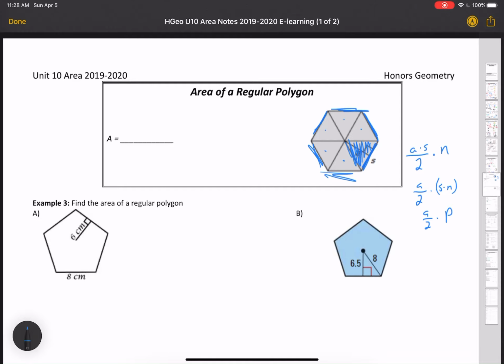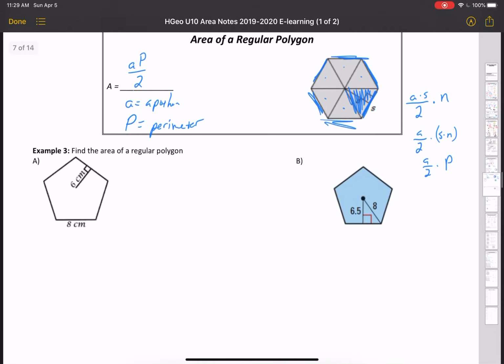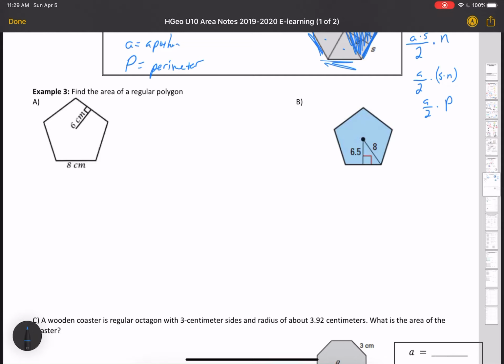So the area formula for a regular polygon is apothem times perimeter divided by 2. So A is going to be the apothem, and capital P is going to be the perimeter of the figure. Okay, so that is what we need in order to find the area of a polygon. So let's do some examples. Let's recall just what's up above, just so I don't have to keep scrolling. Area is equal to apothem times perimeter divided by 2.